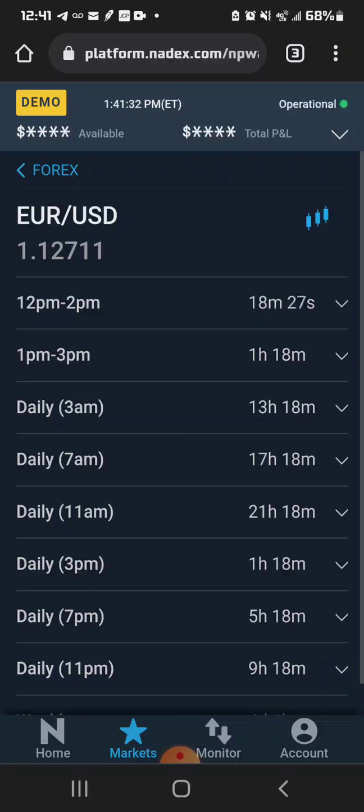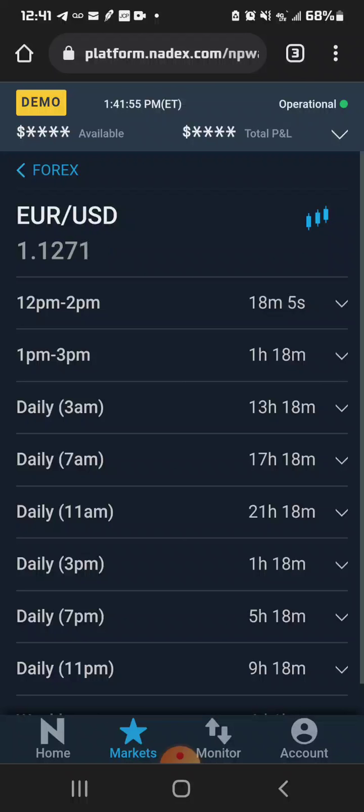That's the first thing. Right here where it says 12 p.m. to 2 p.m., it expires in 18 minutes. My time is 12:41, so it expires at 1 o'clock. That's what this first one does. Then there's another contract that expires at 2 o'clock my time. It says 3 p.m. Eastern, which is 2 o'clock my time.